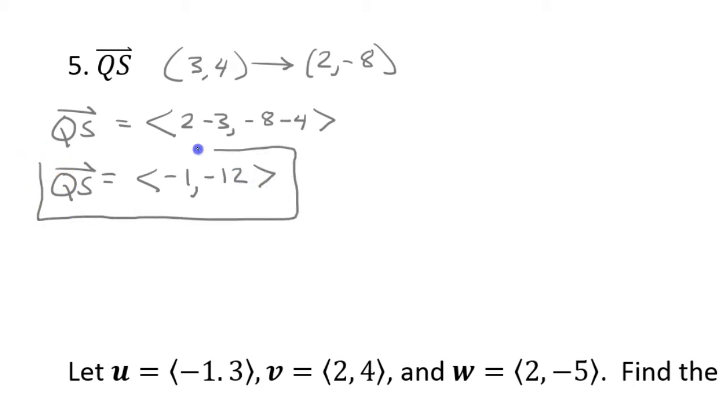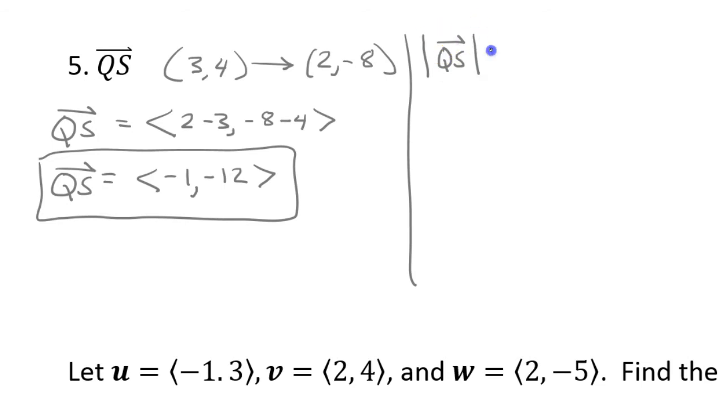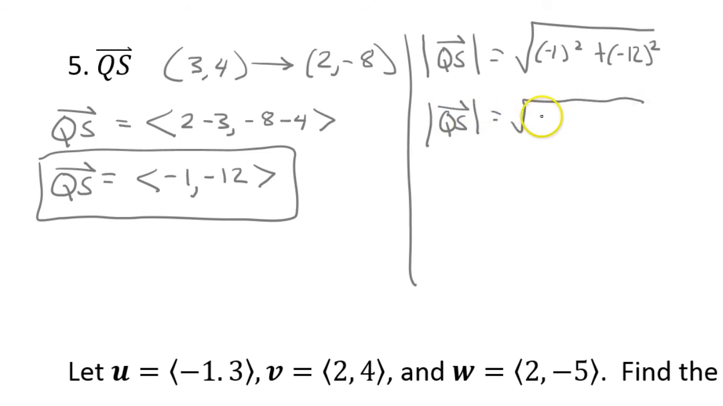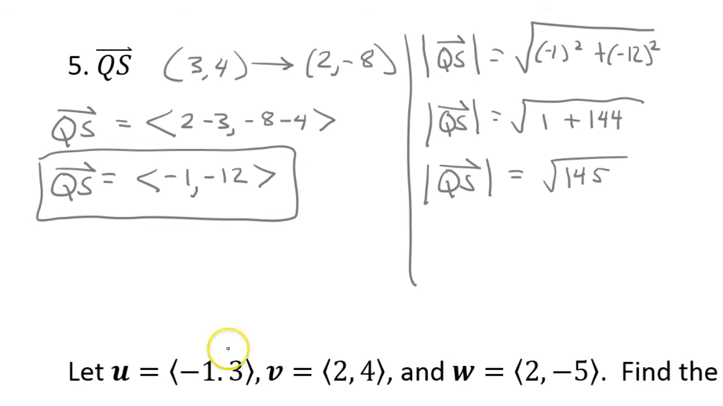So that is it for component form. Meanwhile, magnitude. The magnitude of vector QS will be the square root of negative 1 squared plus negative 12 squared. So that's going to be the square root of 1 plus 144. So that's the square root of 145, which cannot be simplified. So this is the magnitude.